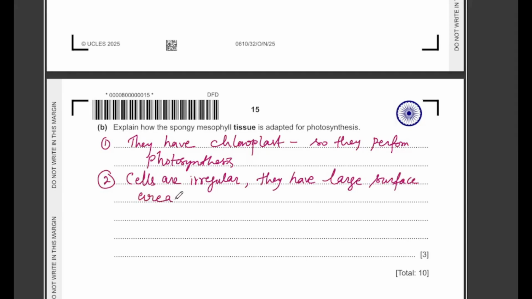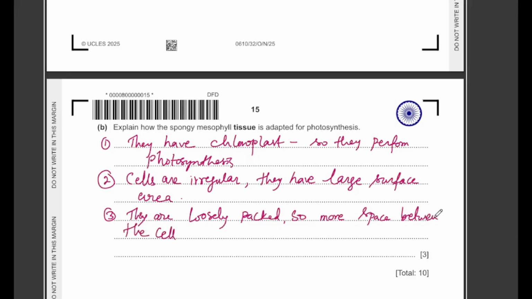Okay, now third one, they are loosely packed, so more space between the cells. Due to the more space between the cells, there is more room created for gas exchange.